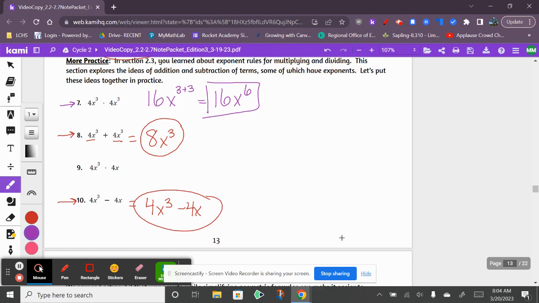For this one, same idea. Multiply the coefficient, so we get 16. And if we add the exponents, this has an invisible exponent of 1. So we get 3 plus 1. So we get 16x to the 4th.